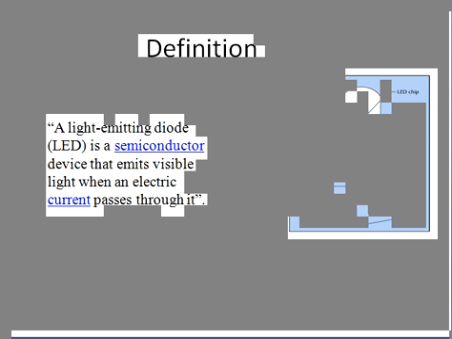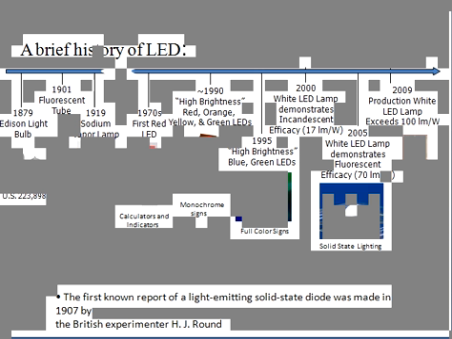First of all, we see the definition of LED. A light emitting diode is a semiconductor device that emits visible light when an electric current passes through it. This is the brief history of LED. In 1997 it was first discovered and later it was developed a lot.